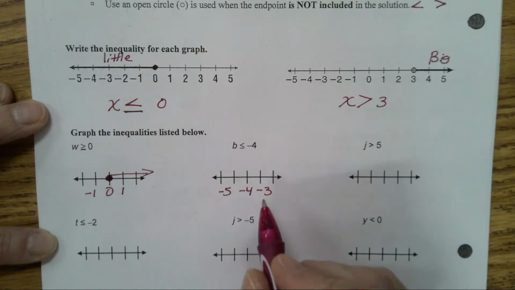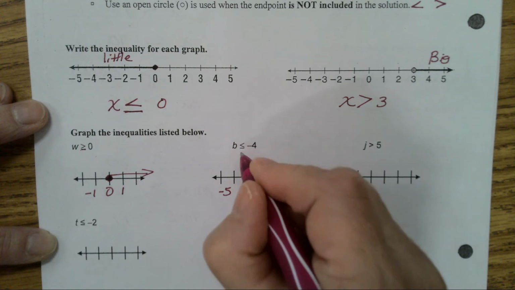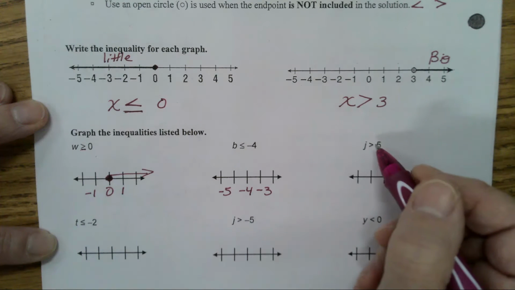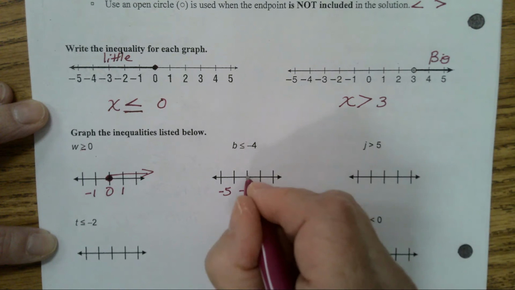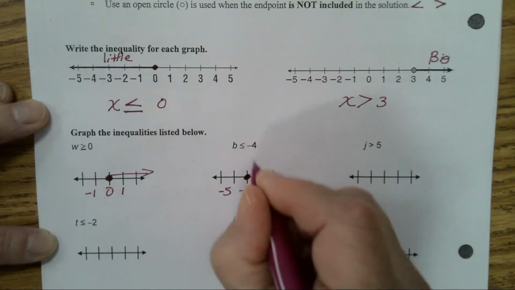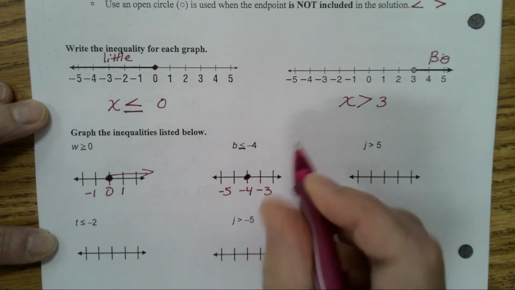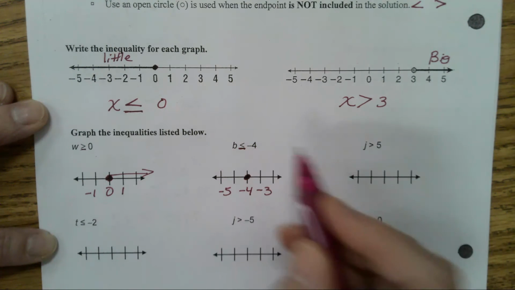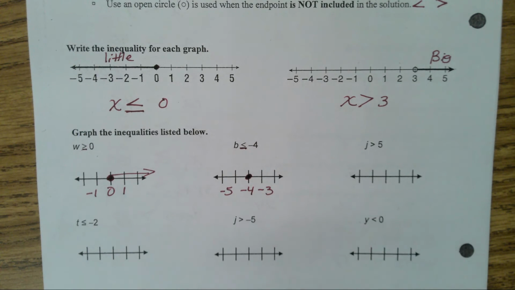Now, on my -4, is it going to be an open or a closed circle? Closed, because it's got that bar. Now, it says B is less than or equal to -4. Where do the less than numbers live? Left or right? Left. Good.